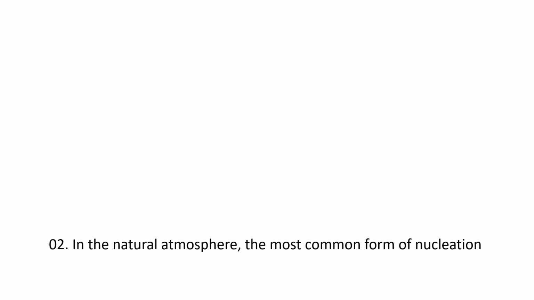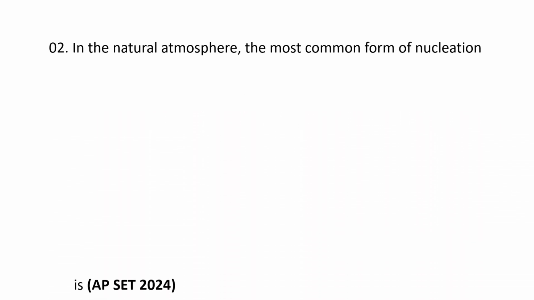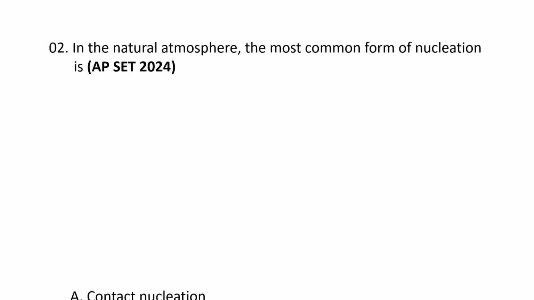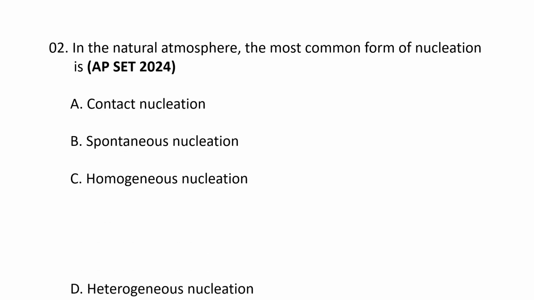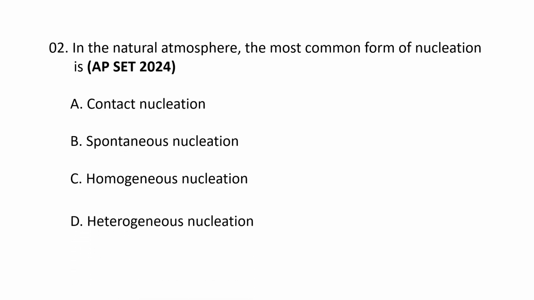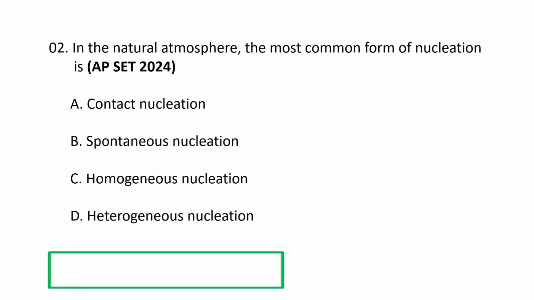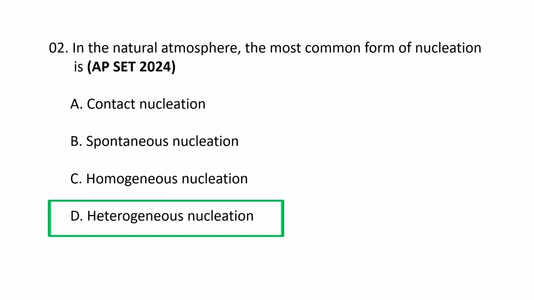Next question. In the natural atmosphere, the most common form of nucleation is A. Contact nucleation, B. Spontaneous nucleation, C. Homogeneous nucleation, D. Heterogeneous nucleation. So the correct option goes as heterogeneous nucleation.